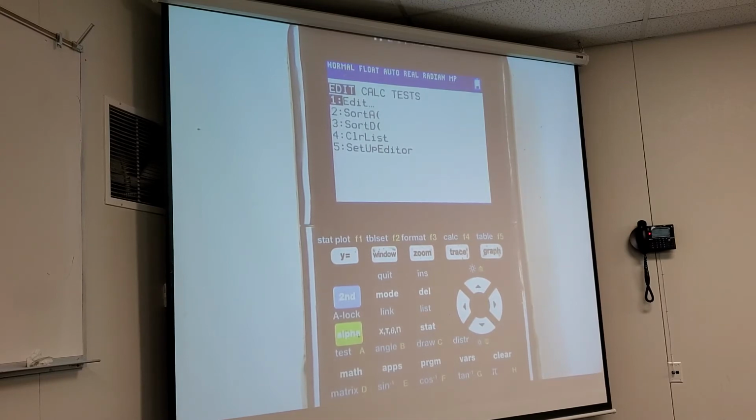Notice the second thing on that list is sort. And so is the third thing. So what's the difference between those two? One's got A, one's got D. What does the A mean? Ascending. And the D, of course, is descending.